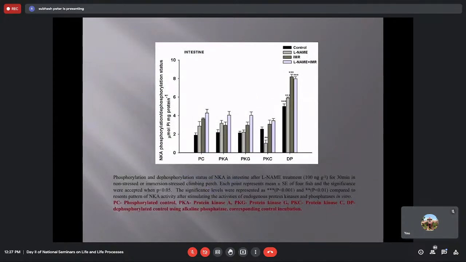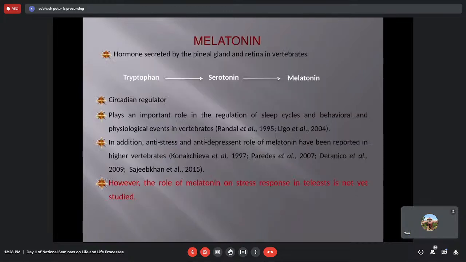Here also we find there is a kind of PKC where the LNAM is being taken, and that has been lost here in the other conditions. So likewise, we have again taken another molecule. It is again a part of the tryptophan metabolism. Serotonin is being produced, it's active during the day, and melatonin is active particularly during the night.